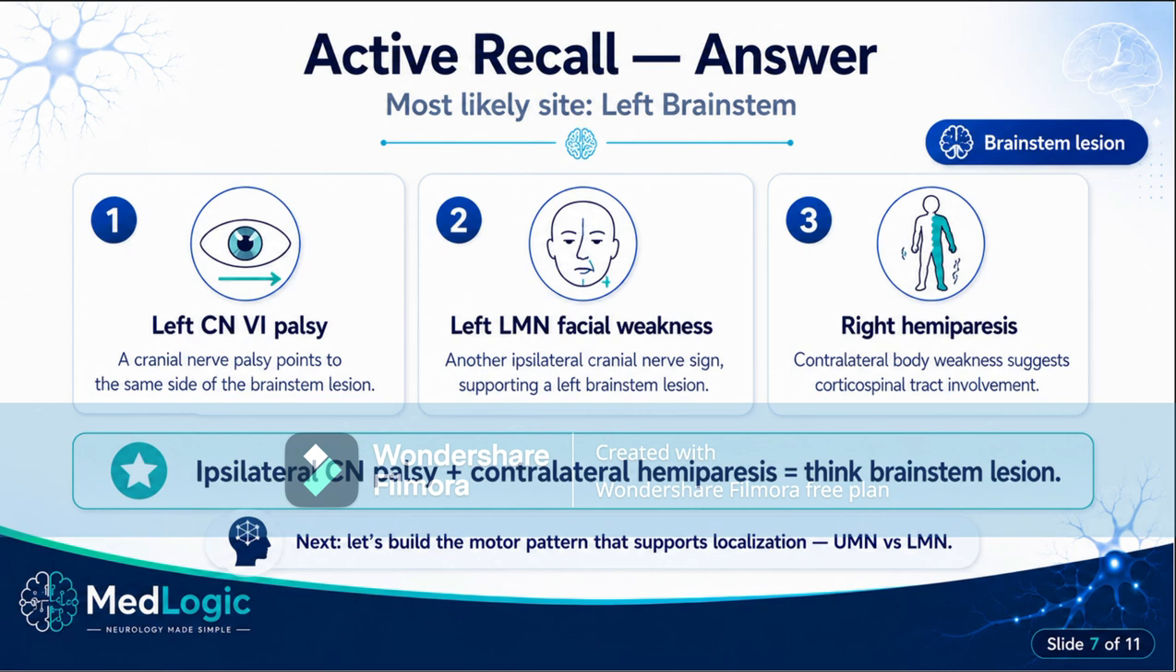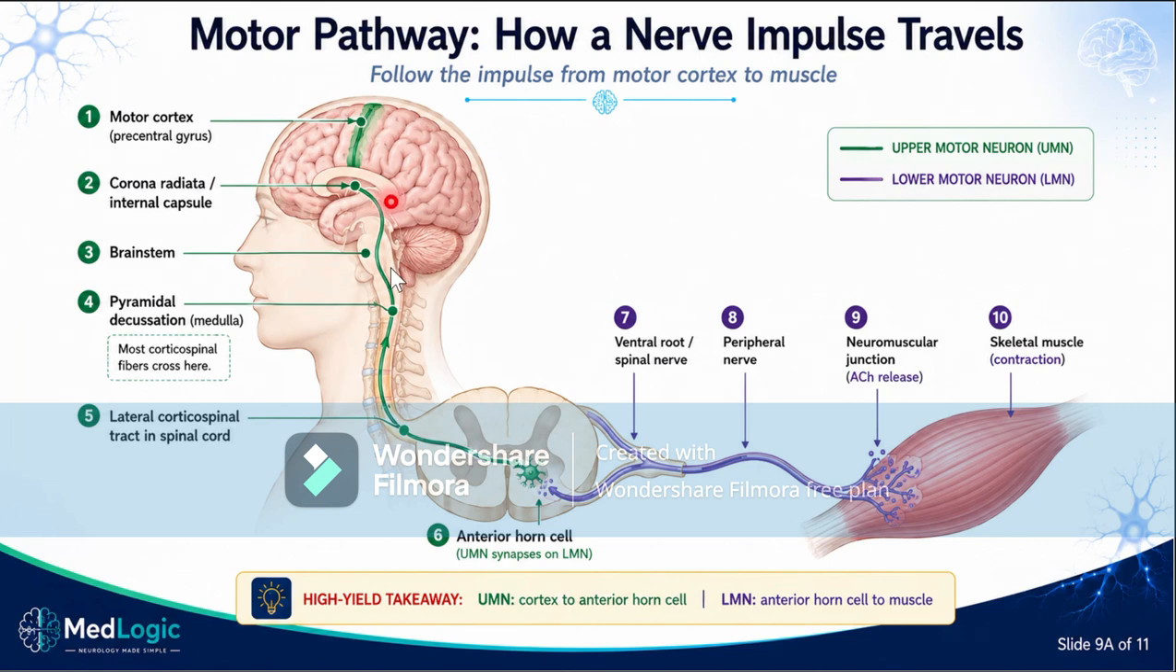Now that we can recognize central nervous system patterns, let's understand the motor pathway itself. A voluntary movement starts in the motor cortex, especially the precentral gyrus. From there, the impulse travels through the corona radiata and internal capsule, then descends through the brainstem. Most corticospinal fibers cross in the lower medulla at the pyramidal decussation. After crossing, they descend in the lateral corticospinal tract of the spinal cord. Then the upper motor neuron synapses on the lower motor neuron in the anterior horn cell. From the anterior horn cell onward, the lower motor neuron carries the impulse through the ventral root, spinal nerve, peripheral nerve, neuromuscular junction, and finally to the skeletal muscle.